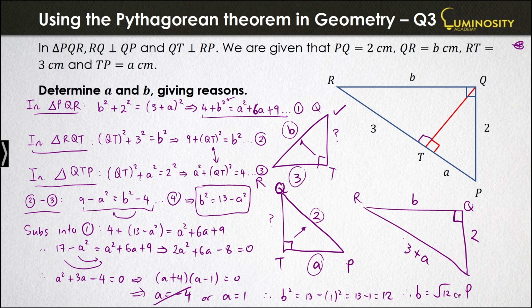Okay, so my solution here is that a is going to be 1 centimeter and b is going to be root 12 centimeters. And you can simplify root 12 if you want. That's 4 times 3. That's going to be root 4 times root 3, which is 2 root 3 centimeters. Okay, so those are two lengths. And again, if we test it in each right angle triangle, we'll see that the Pythagorean theorem is satisfied for all three triangles.